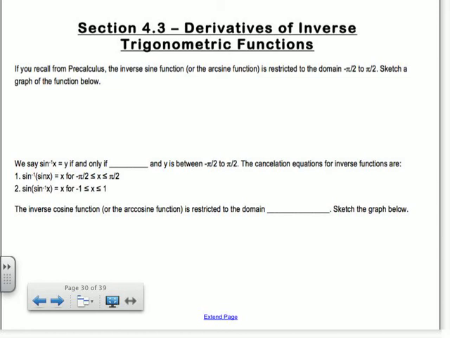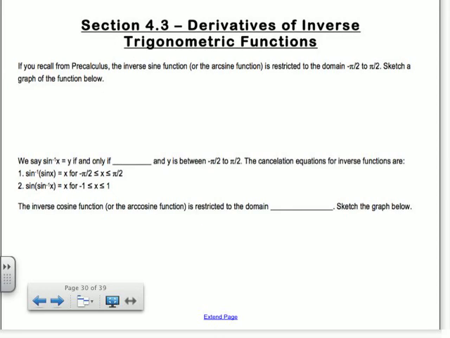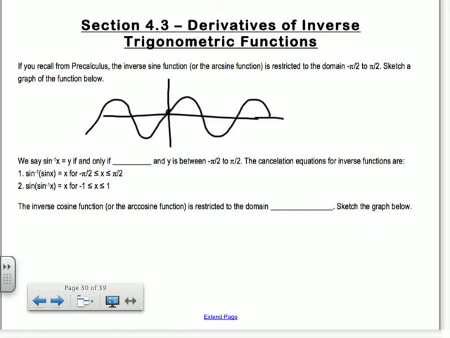All right, so if you recall from pre-calculus, the inverse sine function, or the arc sine function, is restricted to the domain negative pi over 2 to pi over 2. Do you guys remember talking about that in pre-calc? Basically, you have the sine function. It looks like that. Here's 2 pi, here's pi.